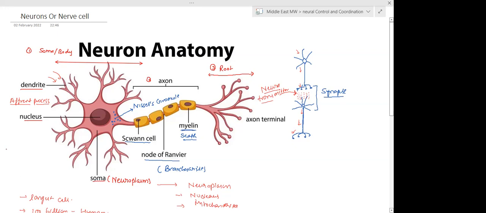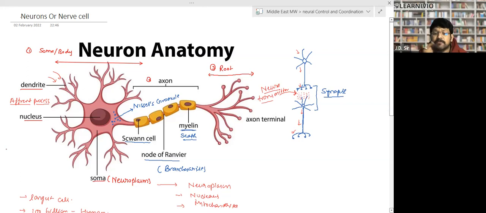Okay. Now you should ask me, what is the function of myelin? The function of myelin is that it increases the rate of transmission of signal, or simply, it increases the speed of transmission of signal. Clear?